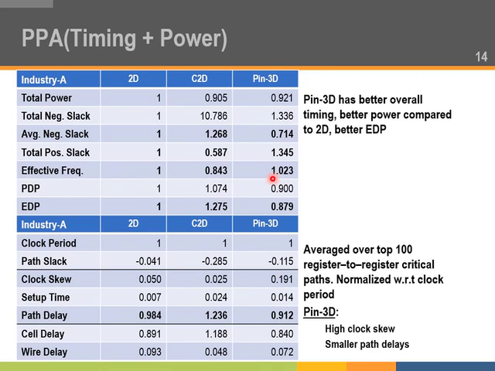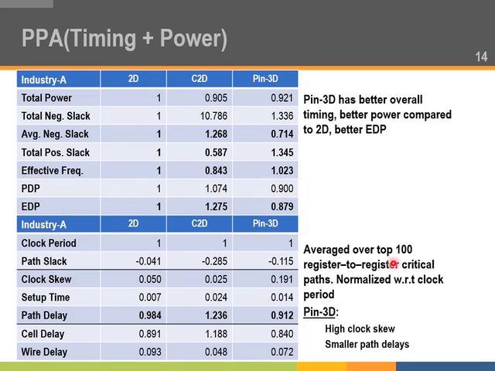The effective frequency is not very much improved because the target frequency is the same. So the 3D design, or the optimization engine, doesn't want to simply over-optimize the design. The total negative slack is worse than 2D, and this is because of the clock network in the 3D design, which we are going to see here.